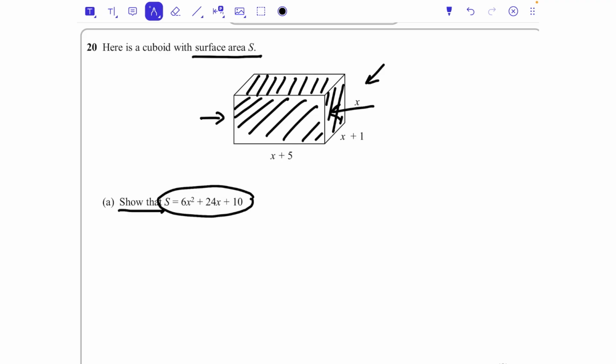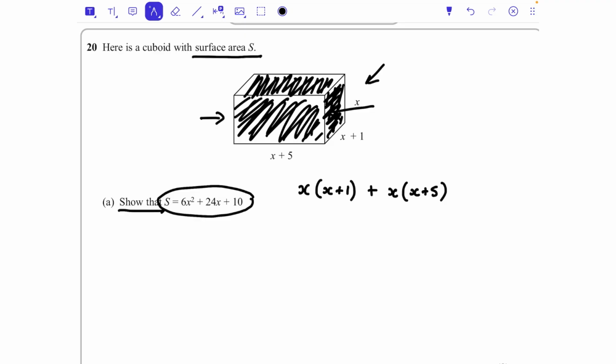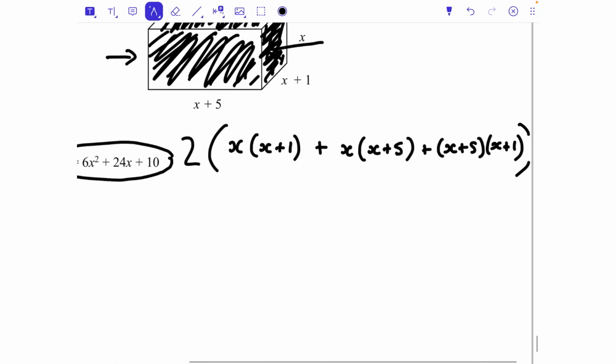So this face on the end here, we're going to do x multiplied by x add 1. I'm then going to add on the area of this face here, which is x multiplied by x add 5, base times height. And then I'm going to add on the area of that face on the top, which is going to be x add 5 times x add 1. And then afterwards, we'll take it all and we'll double it. Okay, so let's expand each of those sections.